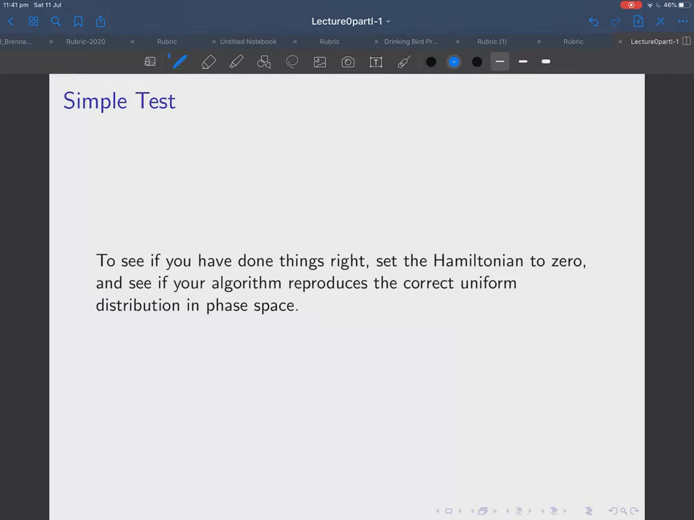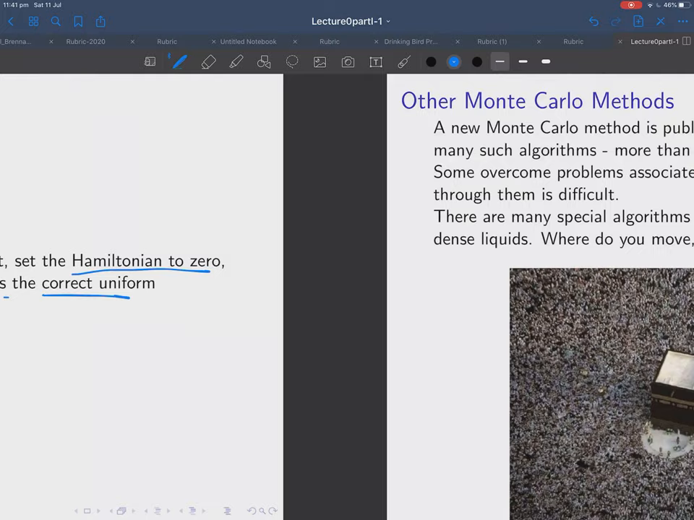Okay, so how do you test these things out? Well, see if you've done things right. A good test is to set the Hamiltonian of the system to zero and see if your computer program spits out a completely uniform distribution in phase space. If that's the case, then you've got something right. Okay, if it isn't the case, you've done something wrong. Okay, all right. So the Hamiltonian is zero.